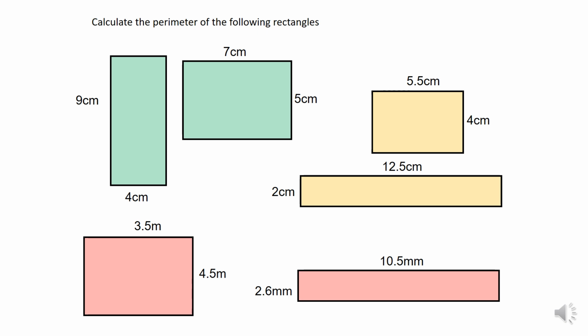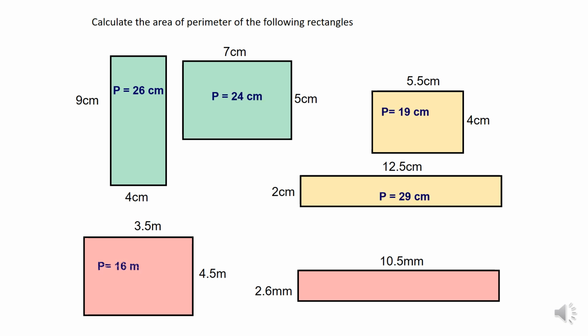Okay, so we should have answered those questions either on a piece of paper or in a book, and here are your answers. So the first one, 26 centimeters, 24, 19, 29, 16 meters. See how this one's meters because the shape is given in meters, and finally 26.2 millimeters. Okay, it's very important to give the correct units here.